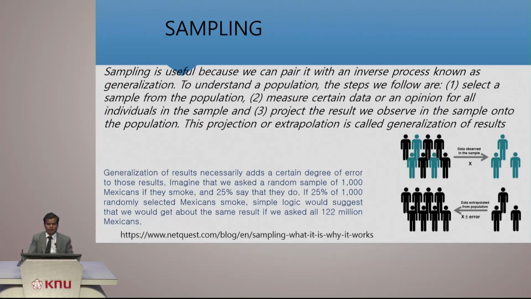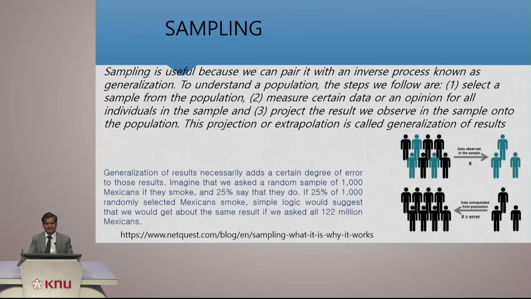Imagine that we asked a random sample of 1000 Mexicans if they smoke, and 25% say they do. If 25% of 1000 randomly selected Mexicans smoke, a simple logic would suggest that we would get the same result if we ask 122 million Mexicans. Well, it comes with an error if you go for a larger population as well.